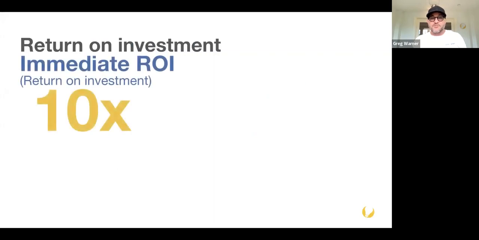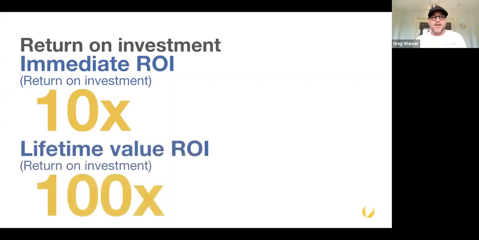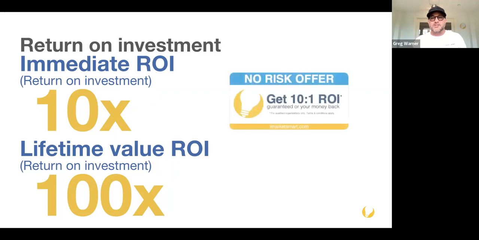The return on investment from us is guaranteed. You'll get 10-to-1 ROI. We don't guarantee the 100-to-1 ROI. Usually 10-to-1 is enough for people, but we do see that the lifetime value is going to be 100-to-1. So we recommend that you look at that event that maybe you're no longer doing, or a direct mail campaign that's no longer working, or the prices are getting too expensive, and consider repurposing some budget and get at least 10-to-1 ROI or your money back.